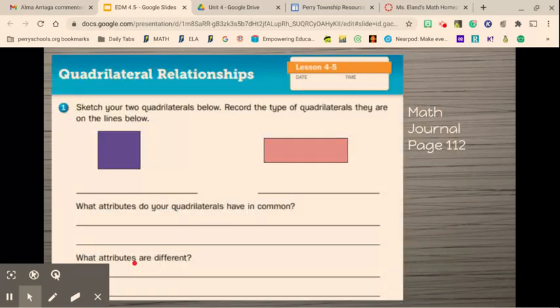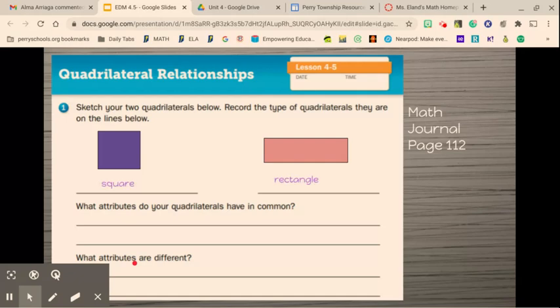We are going to be writing sentences in your math journal, so turn in your math book to page 112. You're going to be sketching 2 quadrilaterals below, and you're going to record the type of quadrilateral that they are on the lines, and then you're going to be describing what they have in common and what is different. So I have drawn 2 shapes on there already. Tell me what shapes they are.